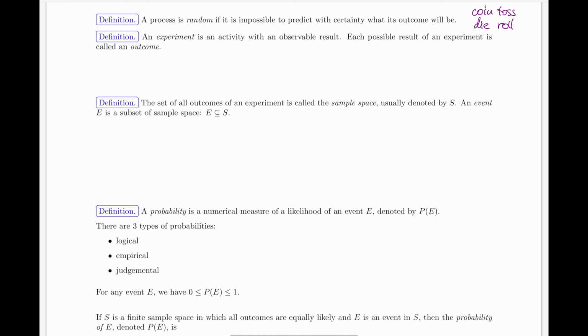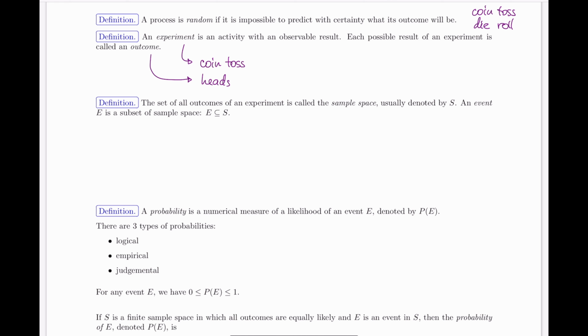Now, in other definitions, we're going to define an experiment and the outcome. An experiment is an activity with an observable result, so something that we should be able to actually register. So, for example, an experiment can be a coin toss. Right? If we toss a coin, we should be able to see what the result of that is. Each possible result of an experiment is what we call an outcome. So, for example, one of the outcomes of a coin toss will be heads. Another outcome can be tails.